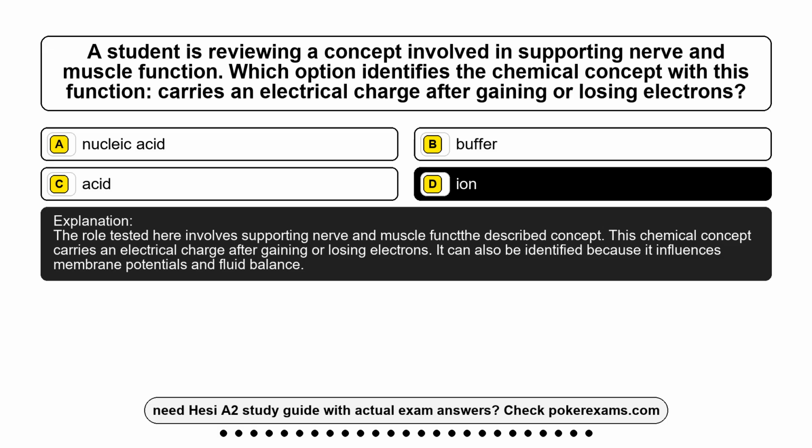The role tested here involves supporting nerve and muscle function. This chemical concept carries an electrical charge after gaining or losing electrons. It can also be identified because it influences membrane potentials and fluid balance.